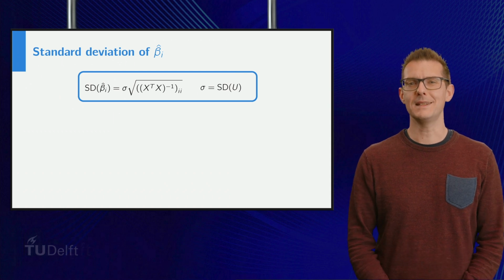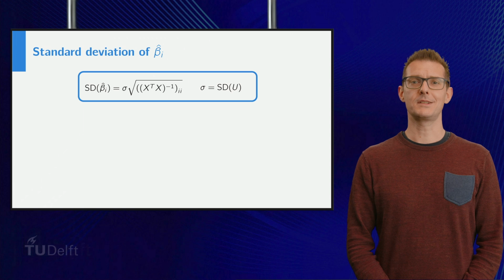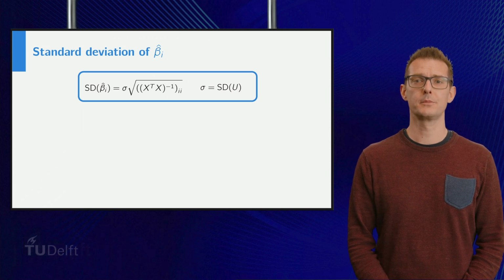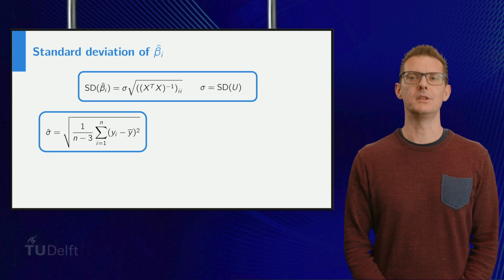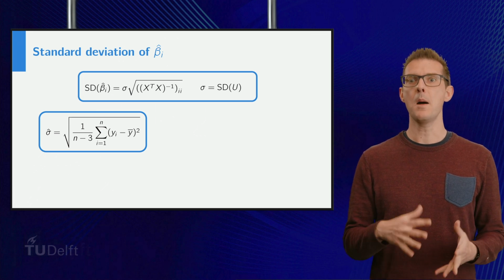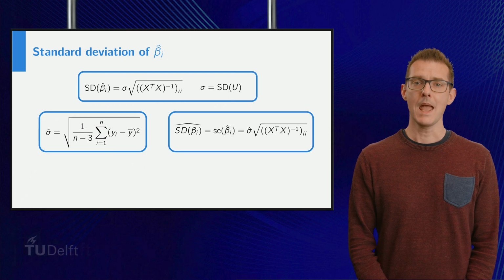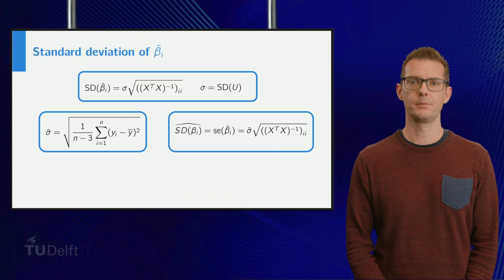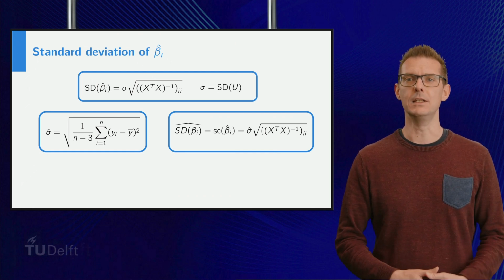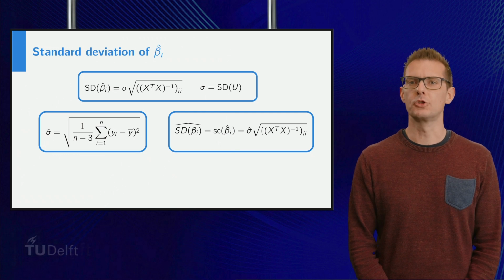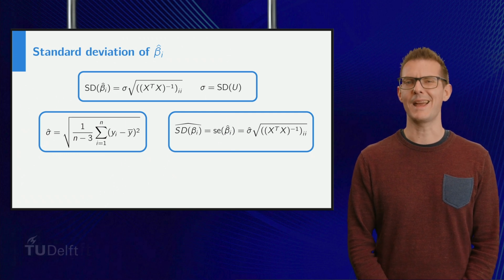There's one problem, and that is that I don't know this standard deviation of the noise. Luckily, there is a solution. I first estimate the standard deviation of the noise, sigma, by sigma hat. In this way, I get an estimate of the standard deviation of beta hat. This is called the standard error of beta hat, denoted by SE. It tells you how uncertain our estimate of beta hat actually is.